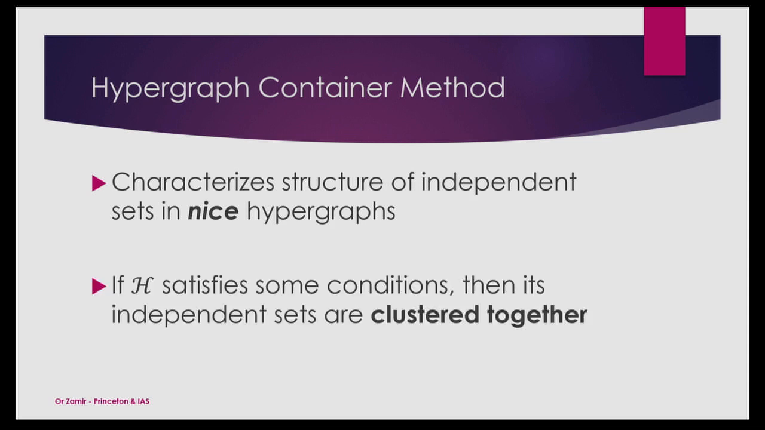Okay, so let's try to say it gradually more and more formally. We're going to say that if a hypergraph H satisfies some conditions, then the independent sets are clustered in some manner. So they need to be partitioned. All of the independent sets can be partitioned into a few sets such that in each set the independent sets are similar to each other.